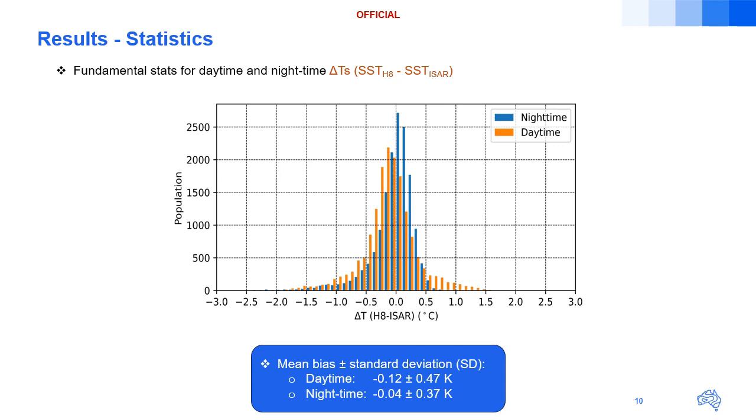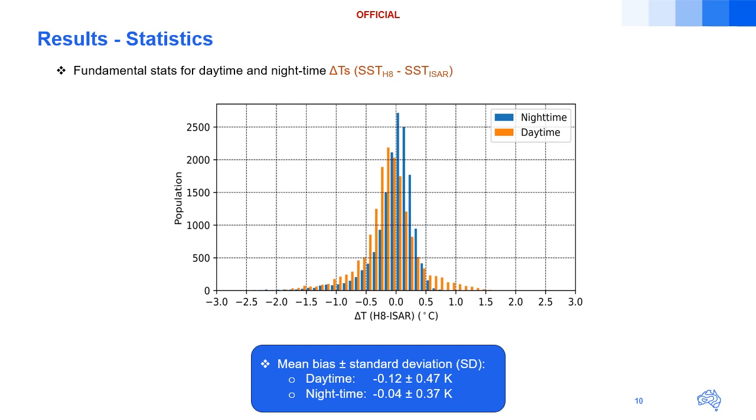Now here are some fundamental statistics for the daytime and nighttime temperature differences. The temperature difference delta T here is defined as satellite SST minus ISA SST. So in this plot, the X is delta T centered at 0K, and the Y-axis is the population, the number of collocations within each small bin of the delta T. Blue is nighttime and orange is daytime.